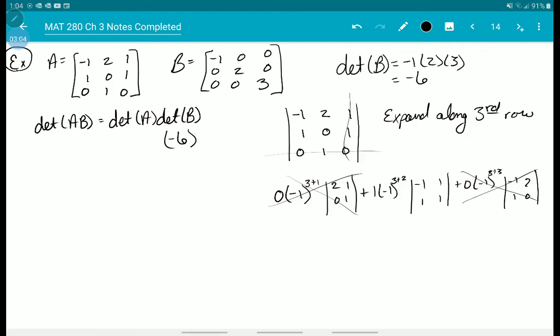So now let's compute this. So we have 1 times negative 1 to the 5th, which will be 1 times a negative 1, which will be a negative, times that determinant. So we're going to have a negative 1 minus 1, which is a negative of negative 2, which gives us a positive 2 for that. So the determinant of A is 2, so we should get a negative 12 for that.